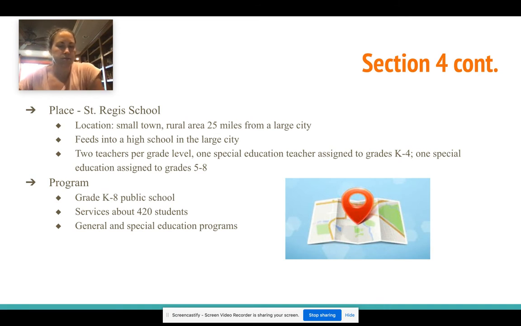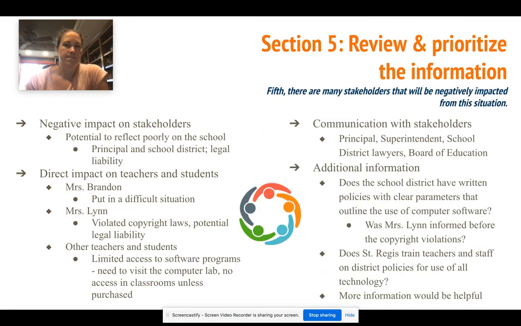So, place is St. Regis School. It's a small town, rural area, 25 miles from a large city. The city is unknown. It feeds into a high school in this large city, and there's 2 teachers per grade level, 1 special education teacher assigned to grades K through 4, and then another special education teacher assigned to grades 5 through 8. So there's just 2 special education teachers total. The program is a grade K through 8 public school. It services about 420 students, and there's general and special education programs in this school.